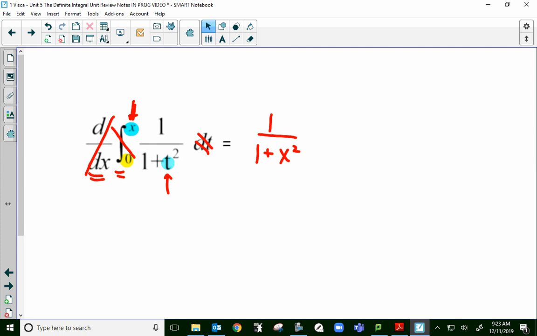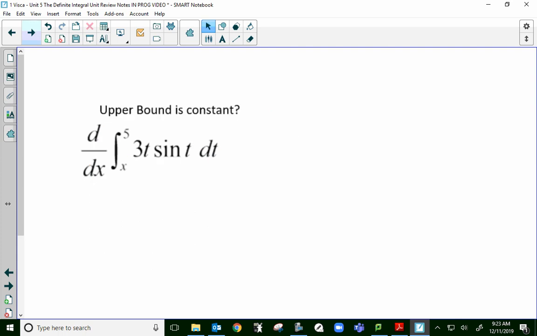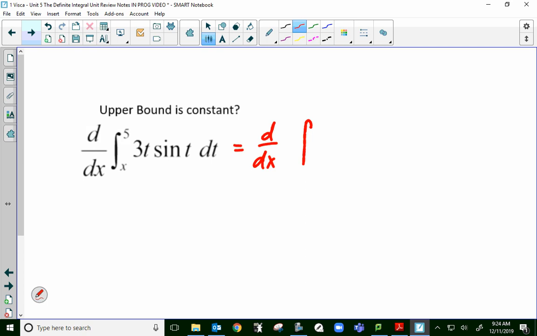But here come the questions. When I taught this in the daily unit, not the review unit, here are the questions. What if the upper bound is the constant? What if my x is on the bottom and my 5 is on the top? Well, we have to remember our rules for integration. I'm still going to take the derivative. I can flip my bounds, and if I flip the bounds, I have to negate my integration.